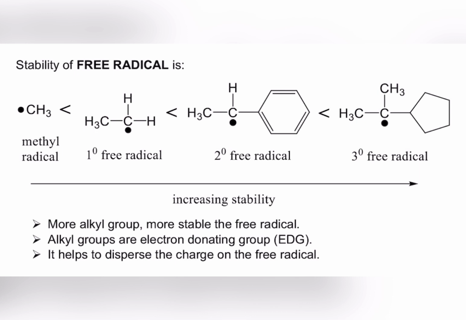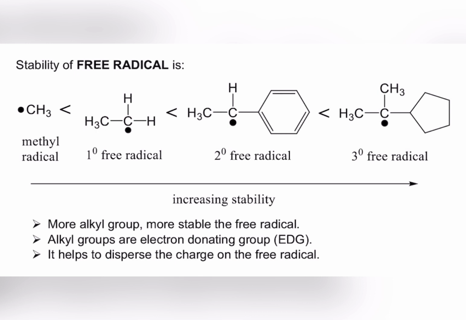So if you want to understand the stability of free radicals, it depends on the number of alkyl groups that exist in the free radical species. For example, this one has no alkyl group, but here you have 3 alkyl groups. The more alkyl groups exist in your free radical species, the more stable that species is. So in this case, the tertiary free radical is the most stable one. This is because alkyl groups are electron donating groups. Another term we call is EDG.